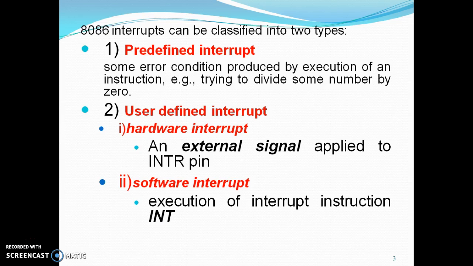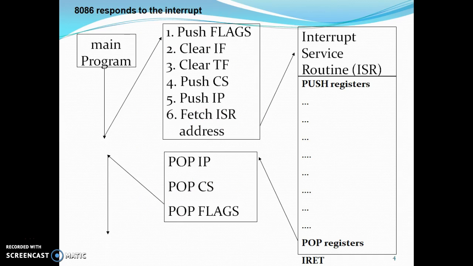On the basis of those sources, we can classify the 8086 interrupts as follows: predefined interrupts and user-defined interrupts. Predefined interrupt, as we have seen, is when some specific error condition occurs. User-defined interrupts can again be classified as hardware interrupts and software interrupts. That is, hardware interrupts mean an external signal is applied to the NMI or INTR pin, and software interrupts mean the execution of the INT instruction.